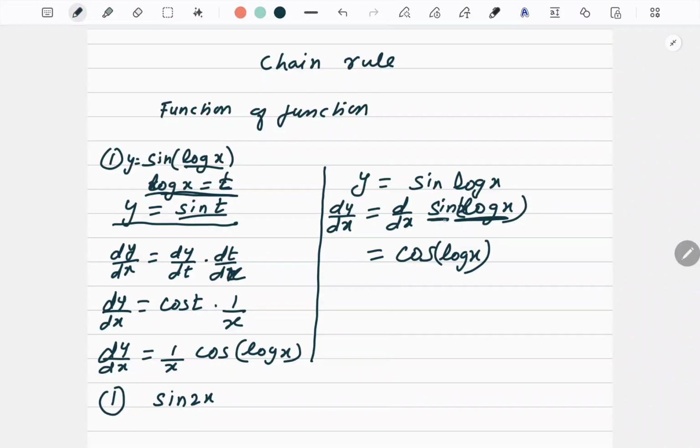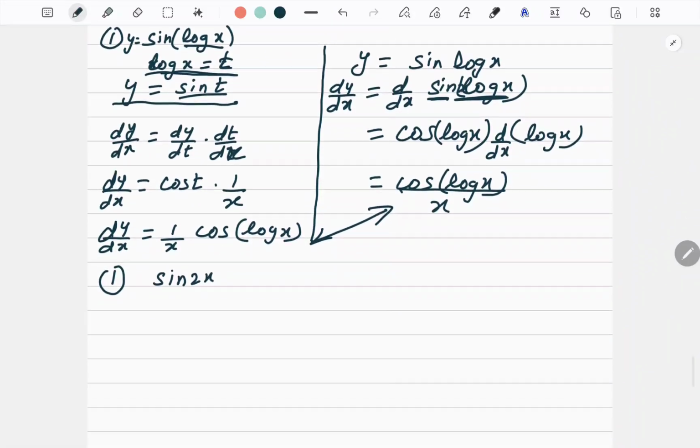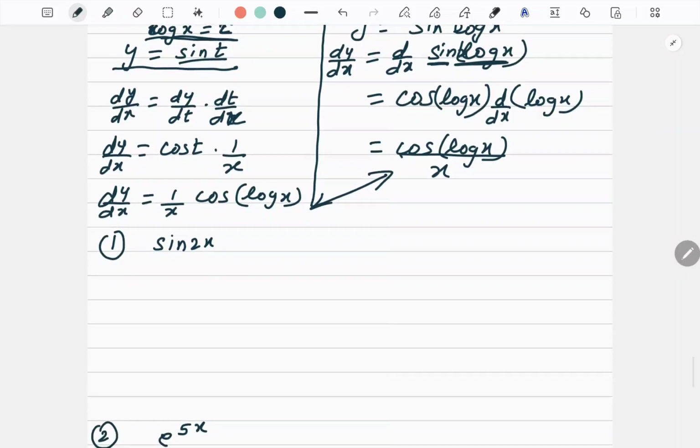And now the moment it has hit sine, this d by dx is shifted here with log x. And now this d by dx is hitting log x. So when it hits log x, what is the differentiation of log x? 1 by x. So x comes down. So see, both the answers are same. So this is called the chain rule. Even if you have more functions, you can do it. Right? So let us do few questions so that it will be very clear to you.